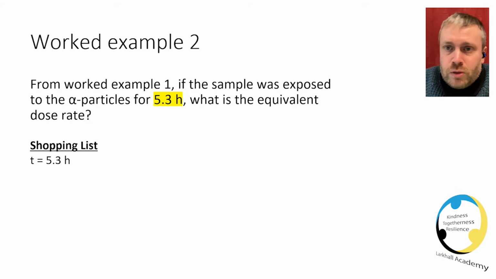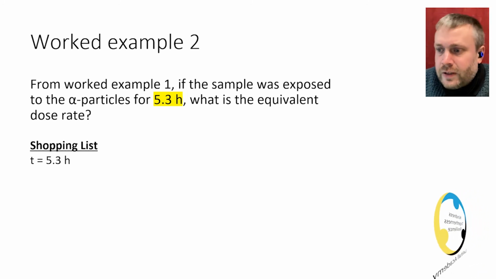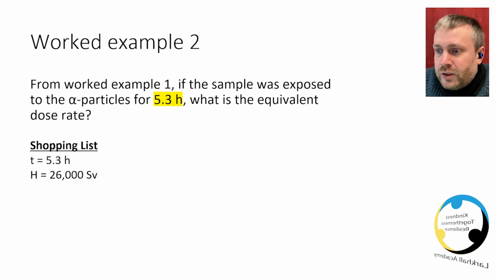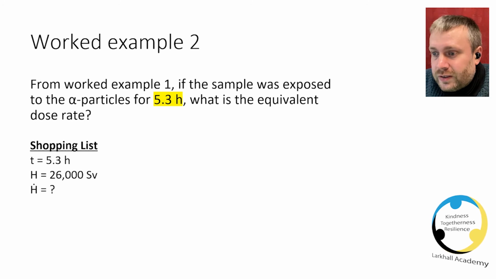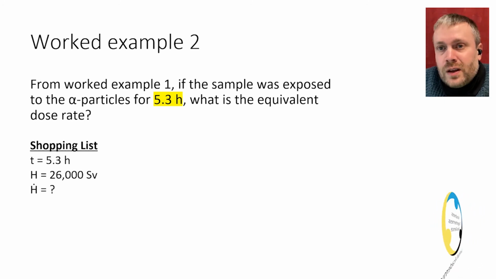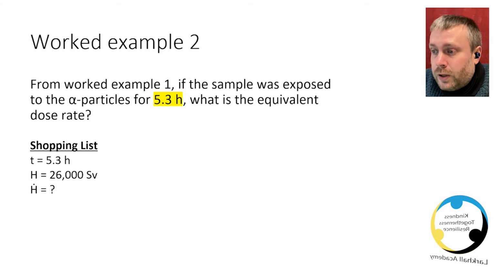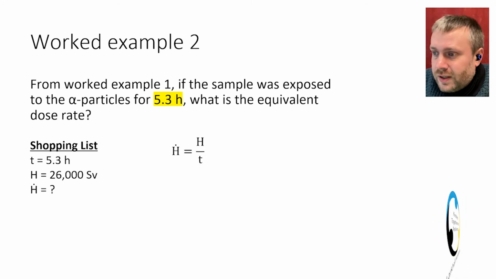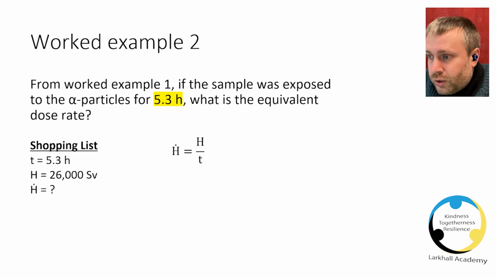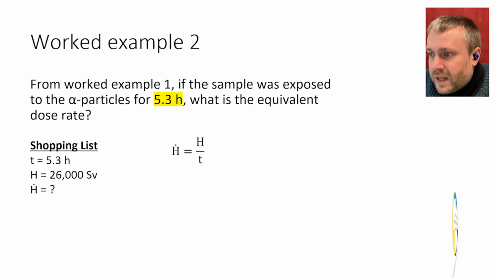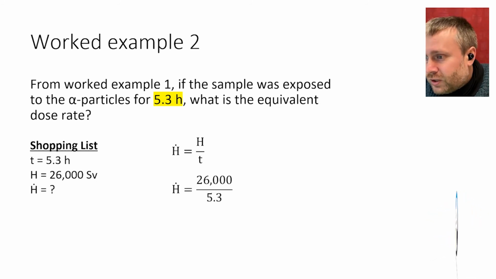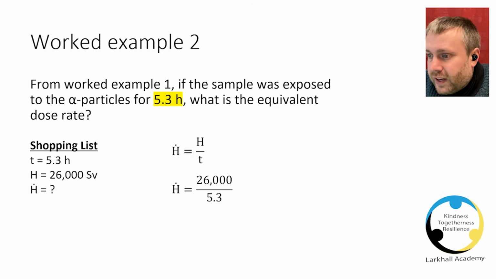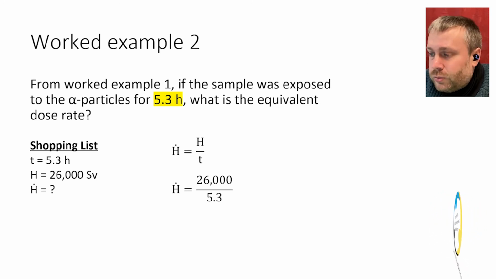Now we're going to need some more information. We're going to bring forward some information from the previous question, just for ease. So remember, we calculated our equivalent dose was 26,000 sieverts. And of course, we're looking to calculate our equivalent dose rate. So the next thing we're going to do is plug in our equation. So H dot, or equivalent dose rate, is equal to the equivalent dose divided by time. That gets you your first mark. Then we're going to substitute in our numbers for our second mark. So H dot equals 26,000 divided by 5.3.